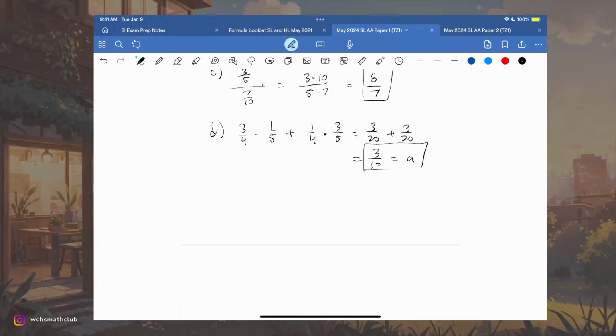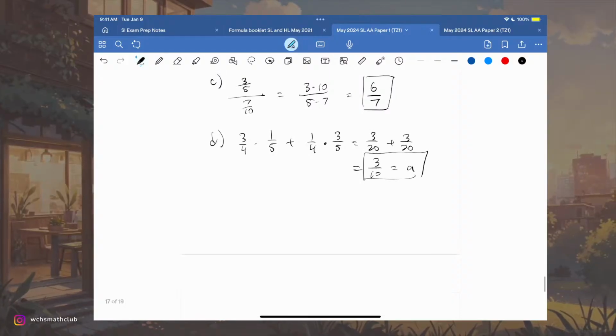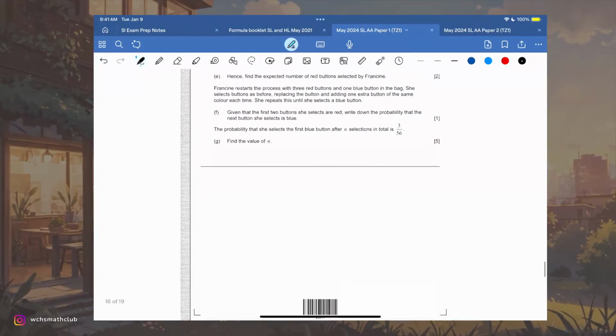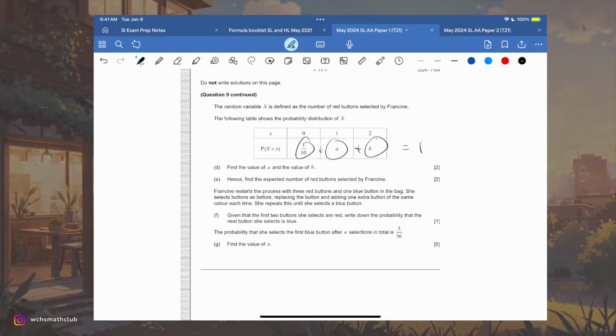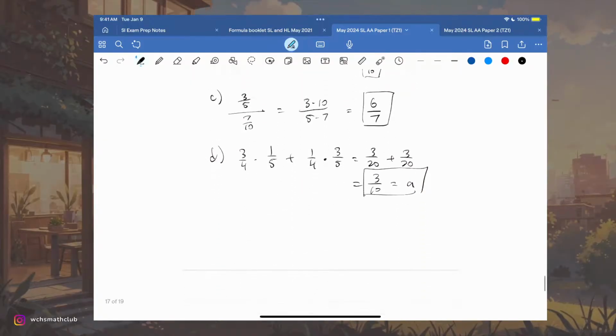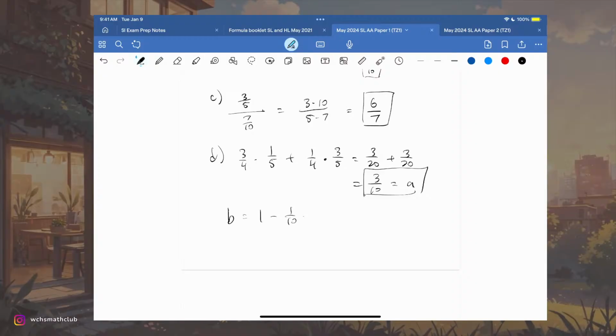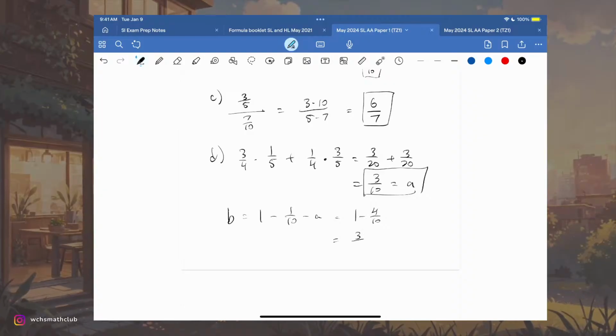Just like so. And then for your value of B, you actually don't need to do all those calculation processes, because you know that the sum of every single probability here is equal to 1. Okay, so you can do this trick where you do B equals 1 minus 1 over 10 minus A, which is equal to 1 minus 4 over 10, which is 3 over 5. Great.